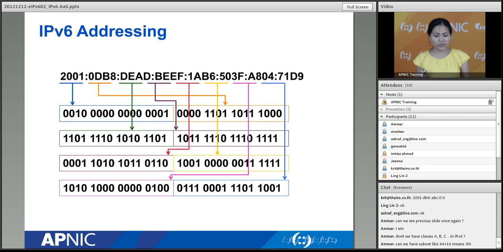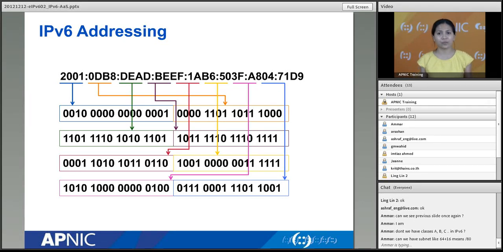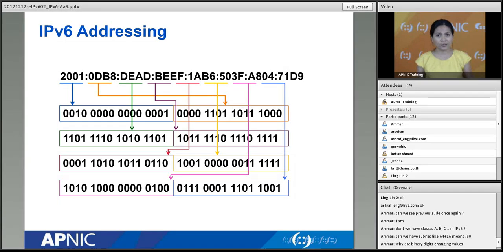Okay, Amar, do you still want me to go to the previous slide? Do you have any question with this? Okay, while you're looking at that, the question is, can we have a subnet like 64 plus 16, meaning a /80? No one is stopping you, but if you're going to use interface ID, then of course you need a /64. Also, most operating systems nowadays cannot interpret anything that's smaller than a /64. So if that's the case, then you can't. Any other questions?